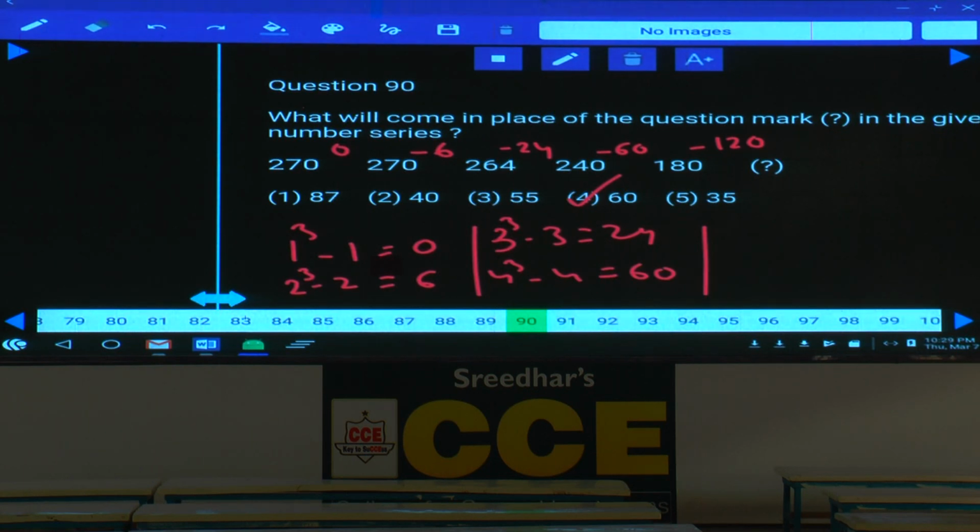Now this is about paper number 12116, question numbers 31 to 65 and 86 to 90. Yes, any doubts in these questions?